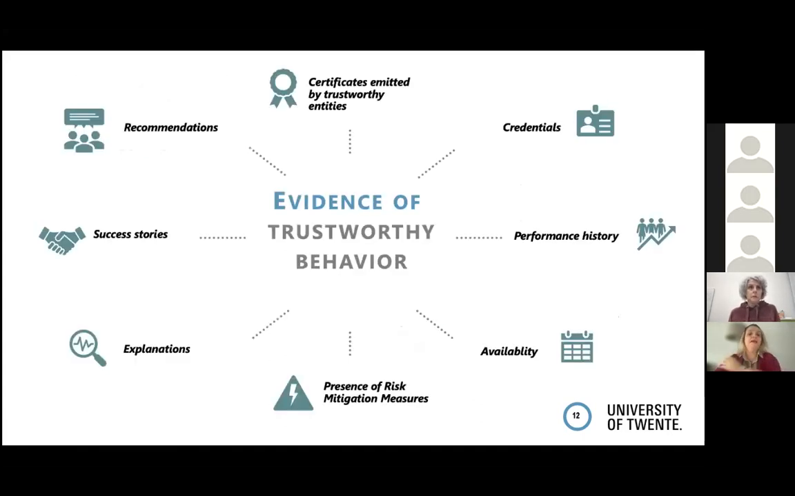And finally, the other concept which is very important for us is that there needs to be evidence of trustworthy behavior of this system. So it can be things that are emitted by the system itself, for instance, explanations, the presence of some risk mitigation measure that the system does. But it may also be in the form of certificates or credentials about such system.